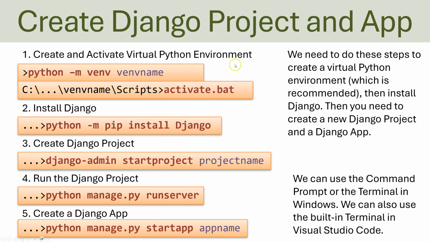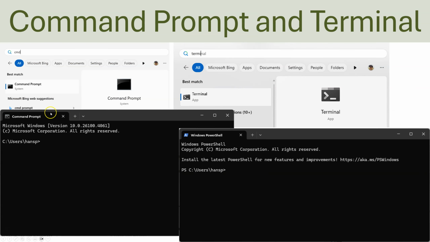All these commands are typically entered in the command prompt window in Windows or the built-in terminal. So either just type CMD in the Windows search, and then this command prompt will appear. Or type terminal and the Windows PowerShell terminal will pop up. So you can use either one of those. Another possibility is also to use the built-in terminal in the Visual Studio Code editor.